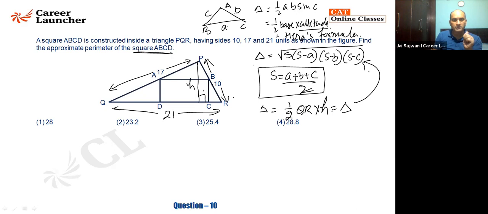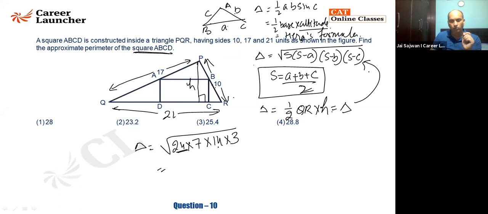17 plus 10 is 27, plus 21 is 48, half of that is 24. So the area of the triangle is, I hope it is clear, 17 plus 10 is 27 plus 21 is 48. आधा करेंगे तो 24 हो जाएगा. 24 minus 17 is 7. 24 minus 10 is 14. 24 minus 21 is 3. I hope it is clear.